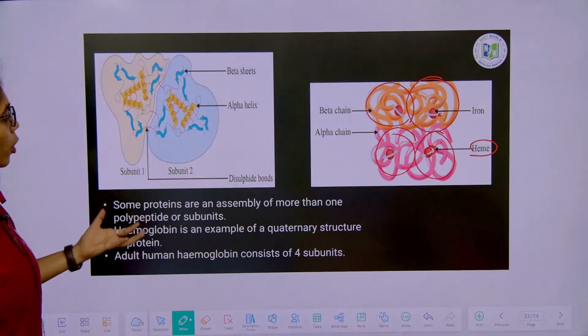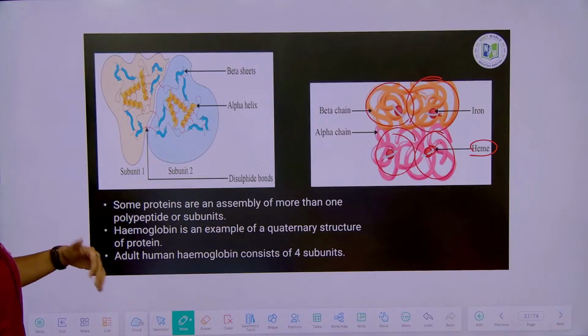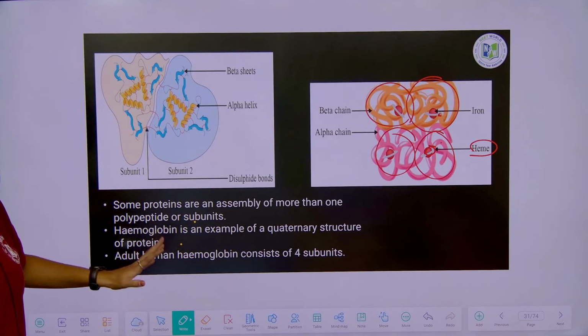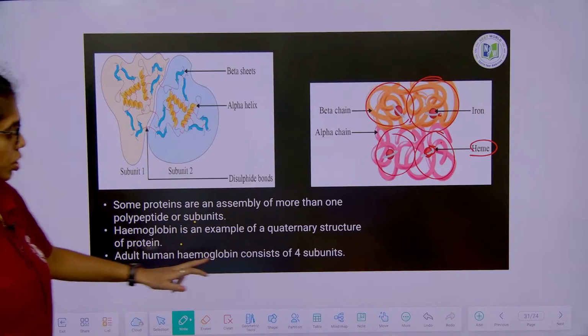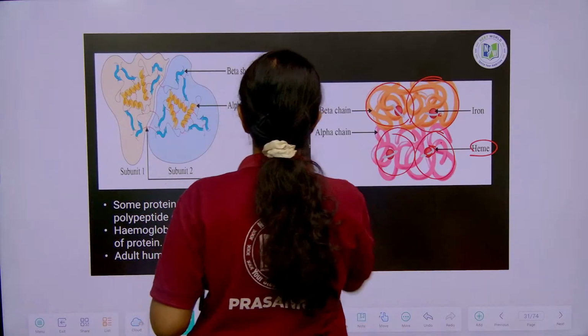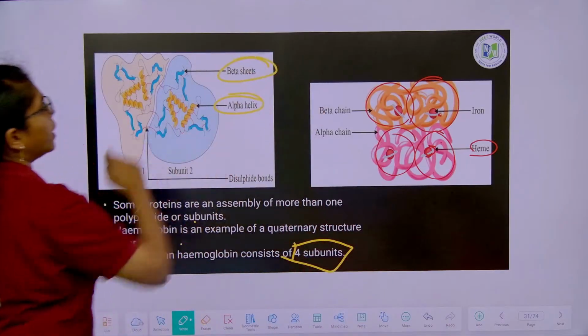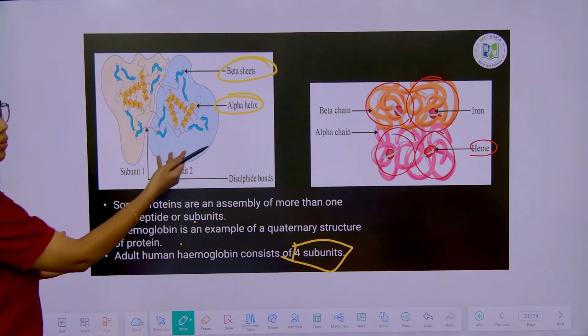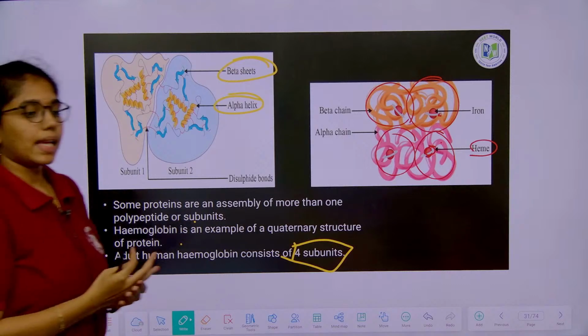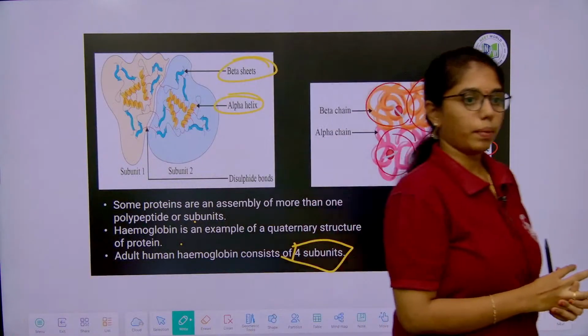So, some proteins are an assembly of more than one polypeptide or subunit. Hemoglobin is the best example for quaternary structure. It has how many subunits? 4 subunits, which includes 2 alpha and 2 beta. Can you see? This is how they are formed into the hemoglobin structure. Okay. So, it is as simple as that, no, about polypeptides.